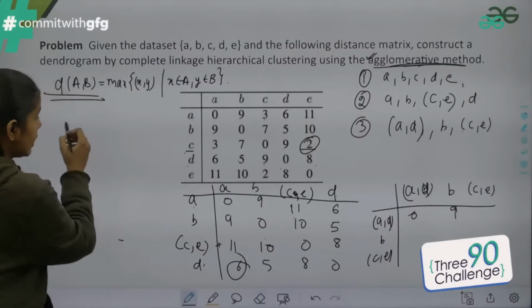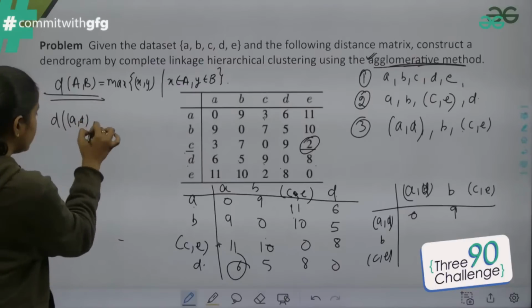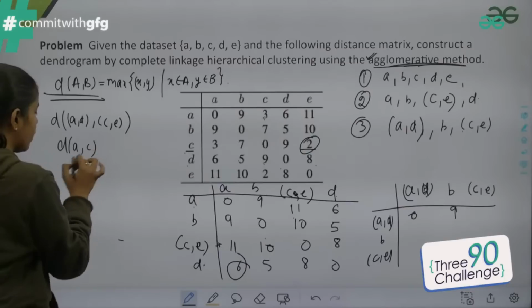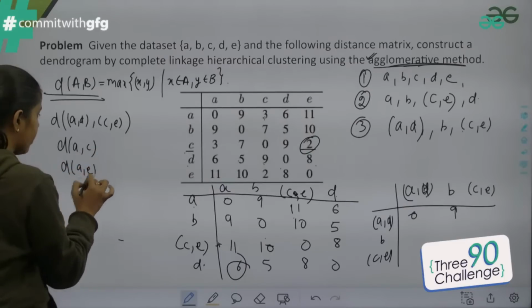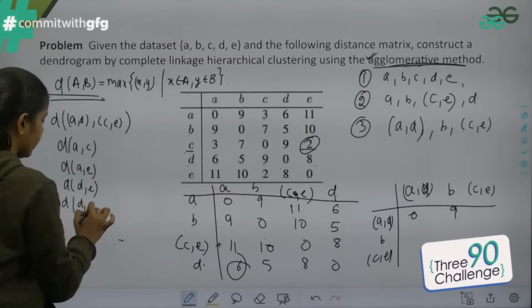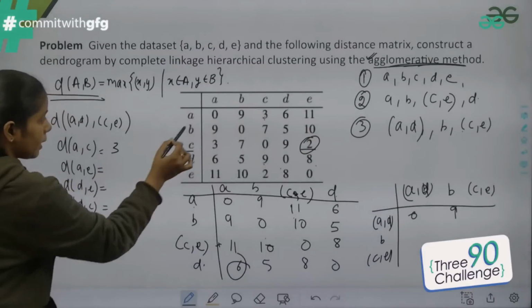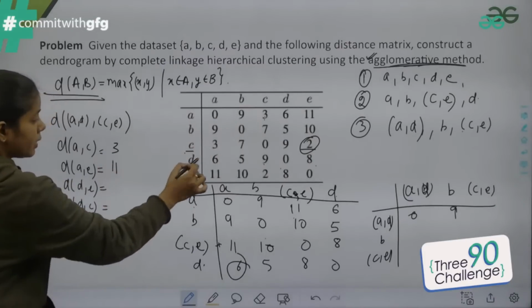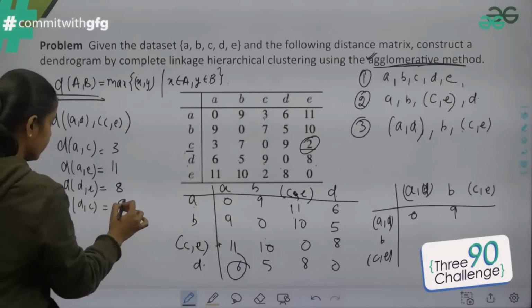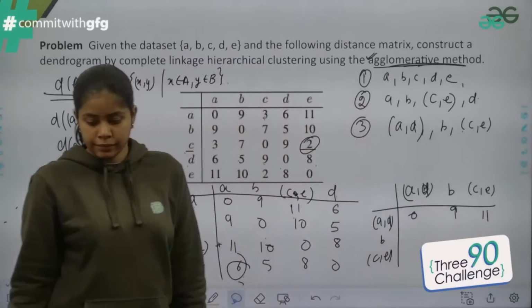Let me solve this completely, so you would know how to find out this distance. Distance of A comma D with C comma E. So what would you do for that? You will find out distance of A comma C, distance of A comma E, distance of D comma E and distance of D comma C. So A comma C is 3, A comma E is 11, D comma E is 8 and D comma C distance is 9. You will see the maximum distance, that is 11. So you would write it here.